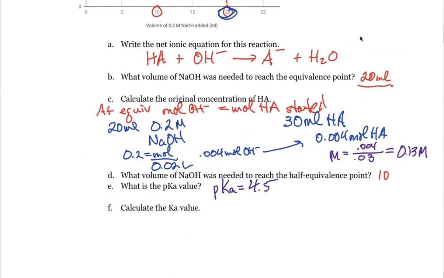F, if I want to get the Ka, it's 10 to the negative pKa, which will give me 3.16 times 10 to the negative fifth.